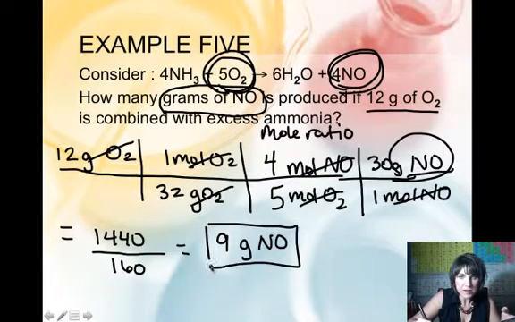You should get numbers that are reasonable here. You should have something that matches up with 12 grams, which is what we started with, and so if you just had 1,440, that would be unreasonable. Don't forget to divide by what's on the bottom. And how many sig figs? Looks like I need 2, so we'll call this 9.0 grams of NO.